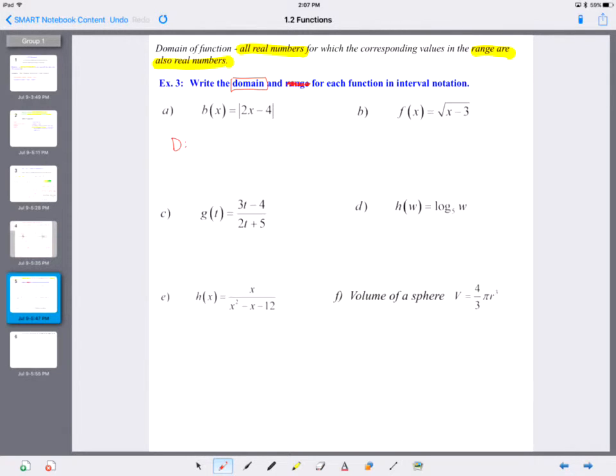On the first one, the domain, it's an absolute value graph. It is not shifted up or down, so it's just going to be somewhere, whoops.